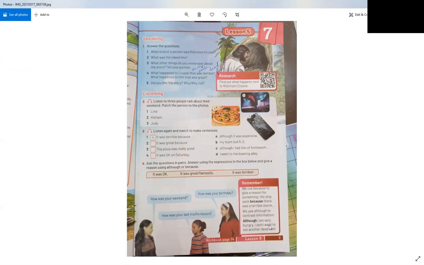For example, although I'm very hungry, I don't want to eat another dead fish. This is contrasting. He was hungry, but he didn't want to eat. So this is contrasting. These are opposite ideas. That's why we use although.